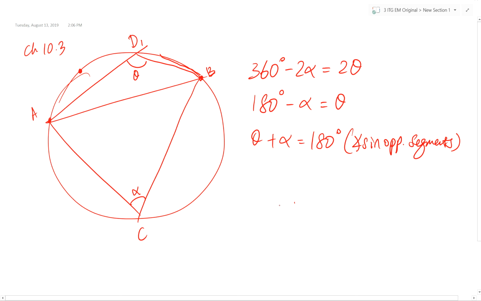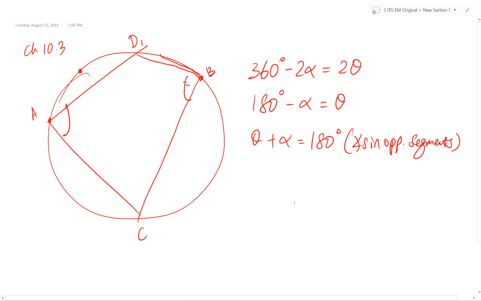For theta and alpha. Now, we're going to remove these two. What is the relationship between angle A and angle B? What is the relationship? A plus B equal to 180. Reason? Angles in opposite segment. Okay?